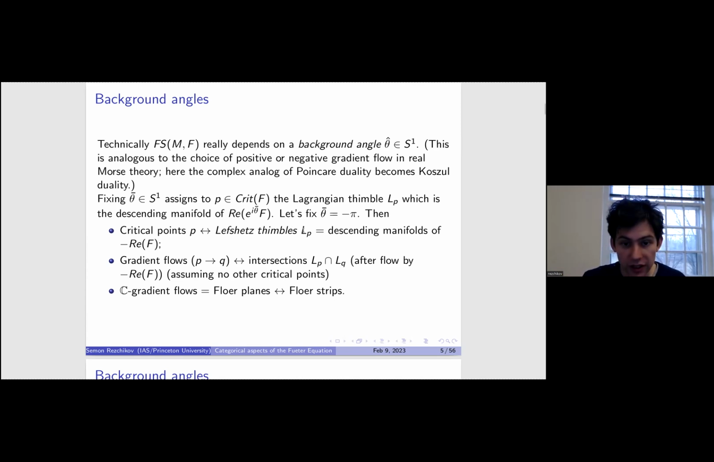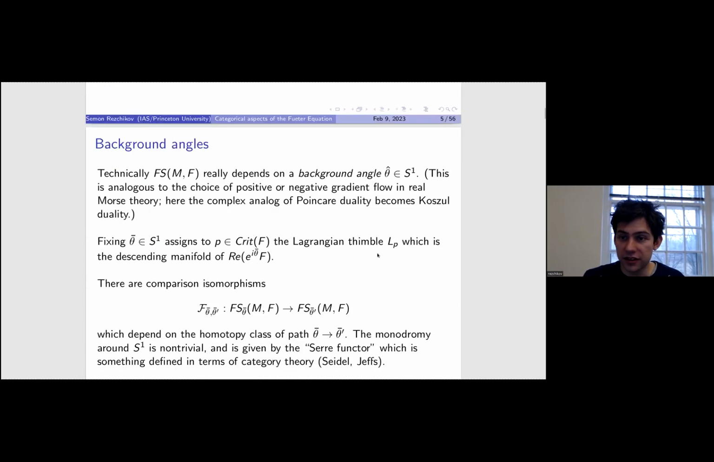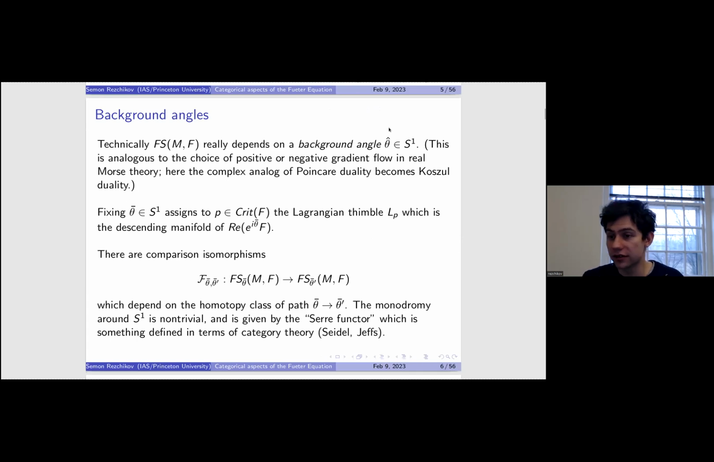Okay. So this background angle is kind of important. I'll say something about how we use it later. There are these categories for different choices of background angle. They have non-trivial isomorphisms between them. In particular, they don't send a Lefschetz thimble at the critical point P to the same Lefschetz thimble at the critical point. They send it to some kind of complex of those Lefschetz thimbles. And in fact, the whole monodromy around the family of angles is a non-trivial functor. It's called the Serre functor of this category. So the category doesn't depend on the angle, but in a pretty non-trivial way.